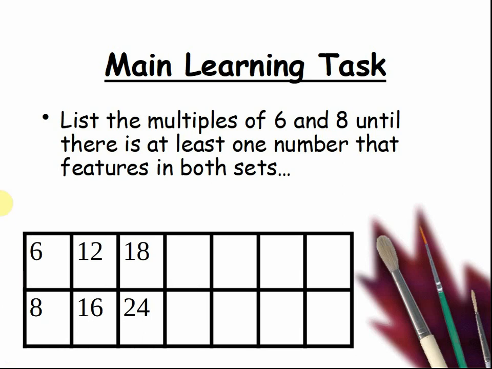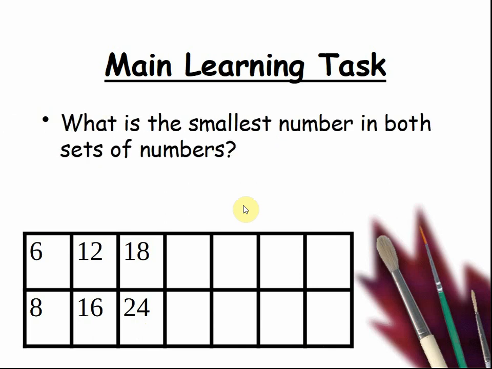So you start at 6, you go 12, 18, add 6, add 6, add 6, add 6, okay? 8, you do 8 plus 8 is 16, plus 8 is 24, plus 8 is here. Fill in the gaps. Pause the video and fill in the table. What numbers are the same? What is the smallest number in both sets of numbers?